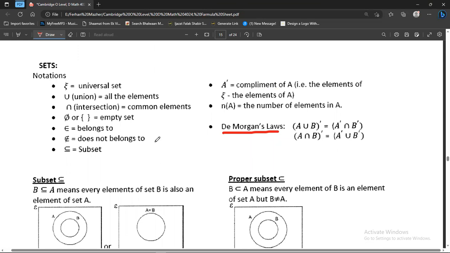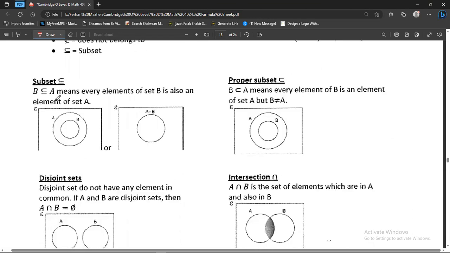Okay, then we have the subset. This symbol is for the subset. B is a subset of A means every element of the set B is also an element of the set A. On the Venn diagram, this is represented like this. So if A and B are equal, then we will only show a single circle, because A and B are equal to each other and they are subsets.